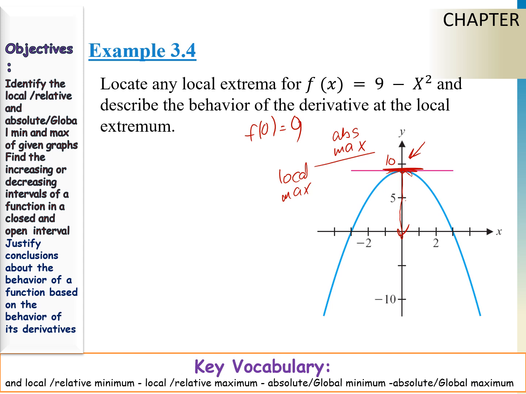Now let's see what is the local minimum or absolute minimum. Okay, so this graph is going down and down. From this side also it's going down and down. It means we have no absolute minimum, and we don't have a local minimum because we don't have any such kind of turning. That's why no local minimum and no absolute minimum.